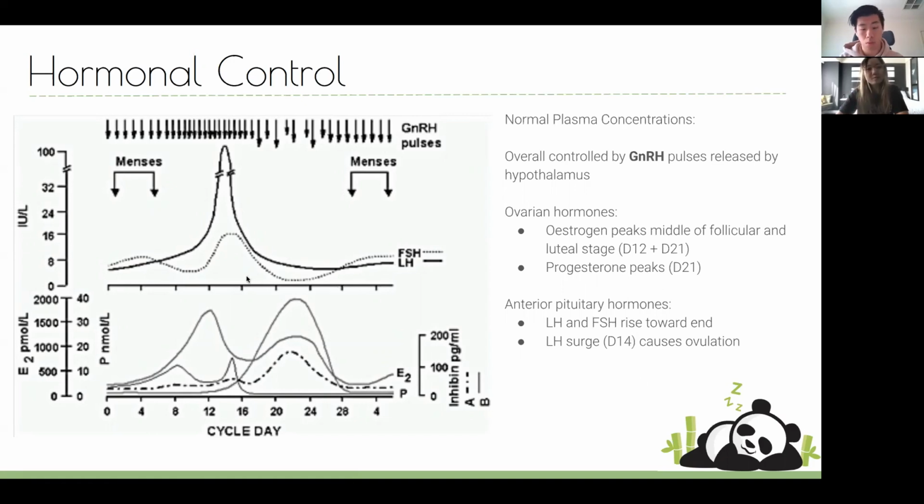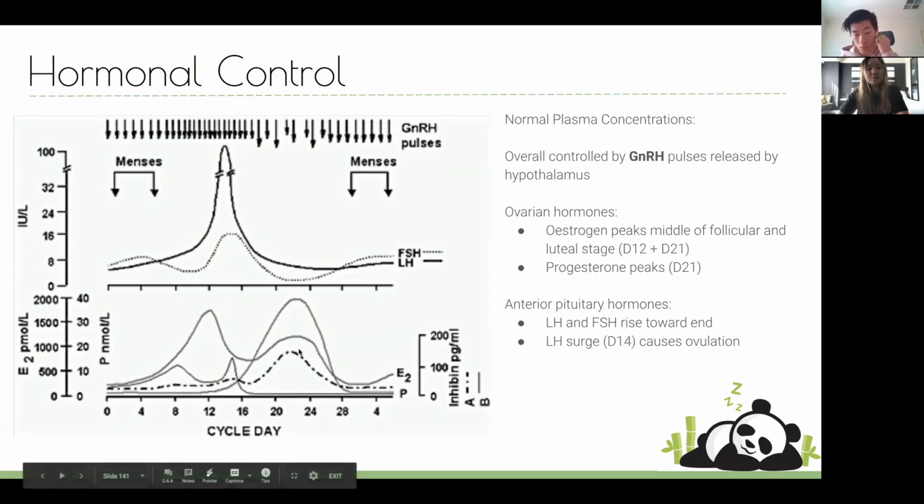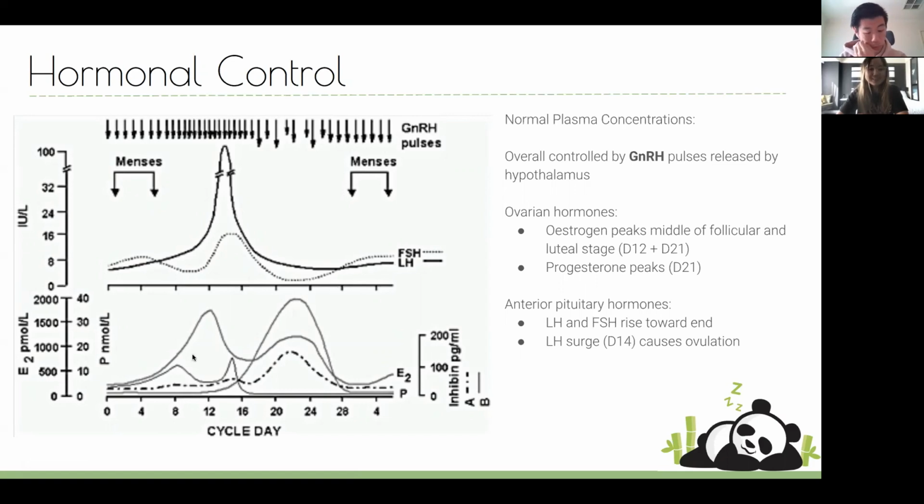But yeah, just remember that LH and FSH rise near the center to cause ovulation, progesterone and estrogen rise in the second half for your secretory phase, and then estrogen rises at the first bit as well because it's secreted by follicular cells.